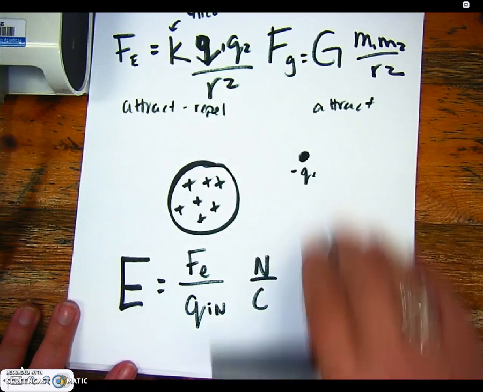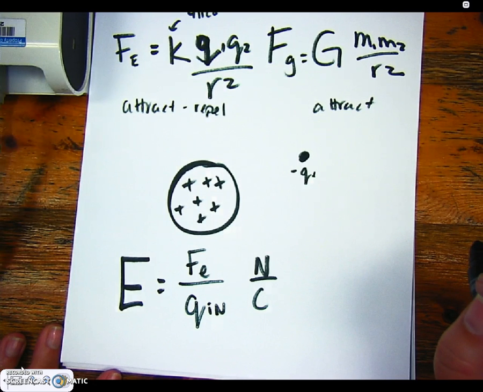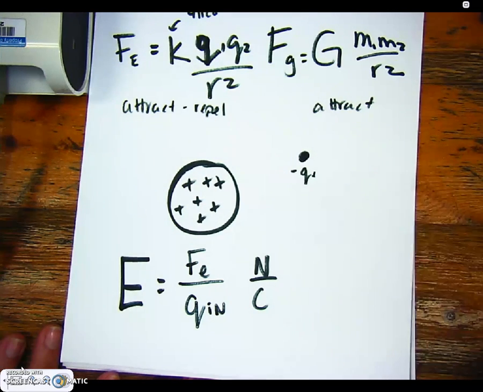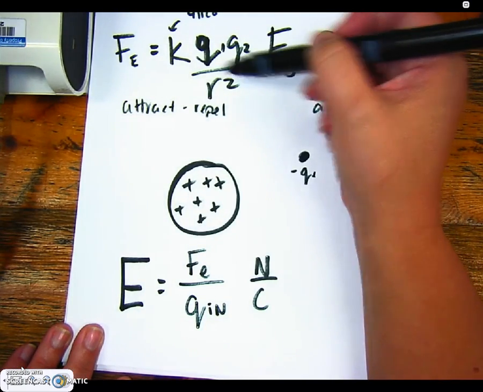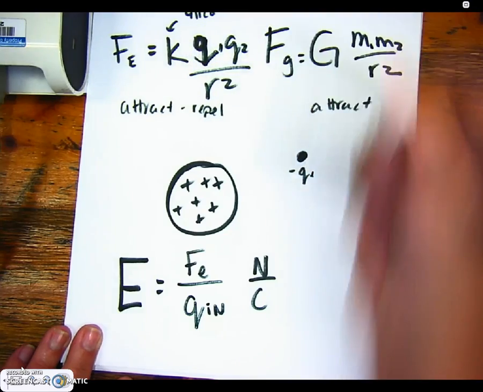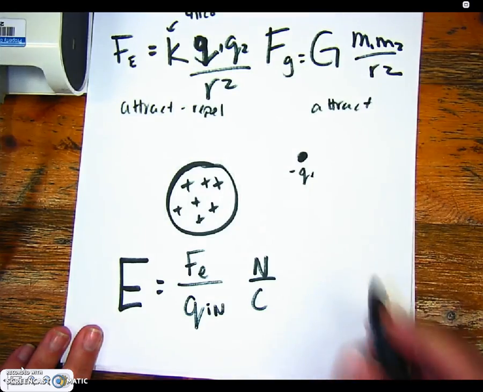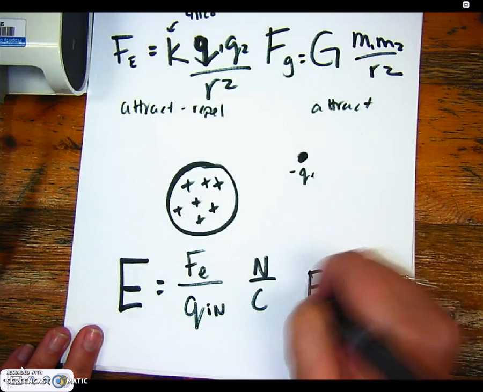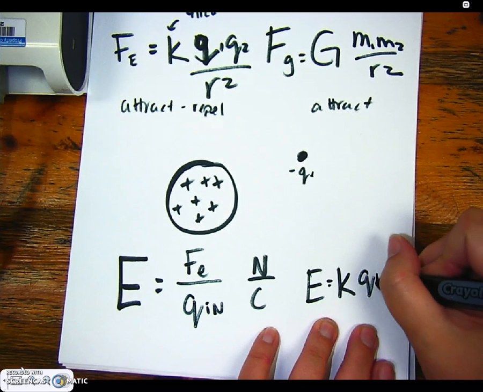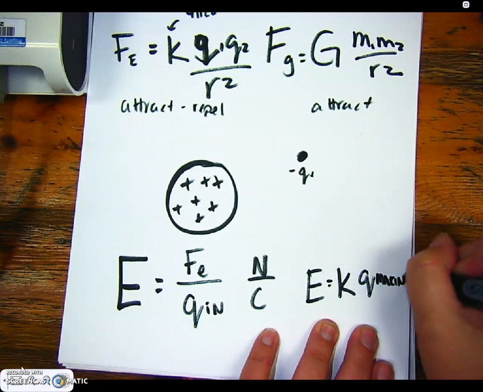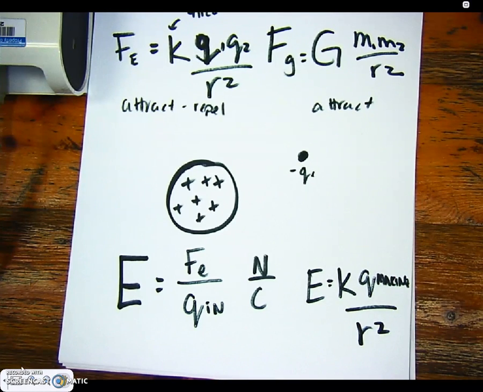So can we figure out the strength of the electric field at some point around the outside of this conducting sphere without actually having a charge in it? The answer is yes. If we use our force equation, the electric force, and divide by Q in, one of the Q's cancels. I get the other equation for electric field, E equals K Q over r squared, where Q is the charge making the field.